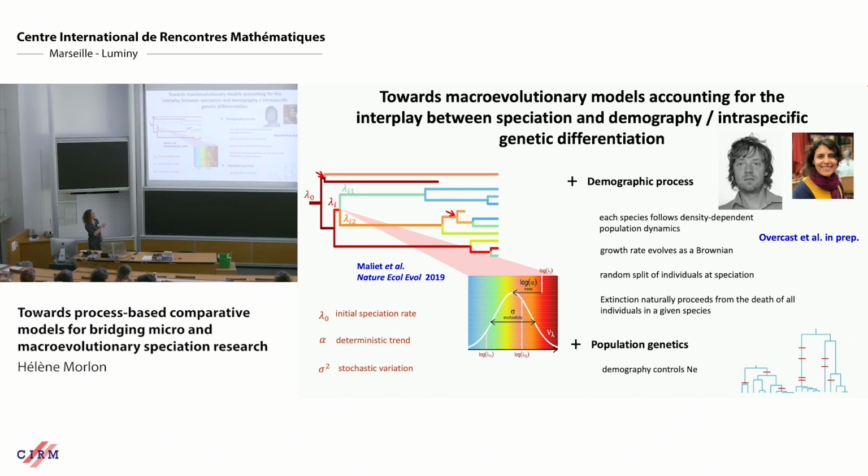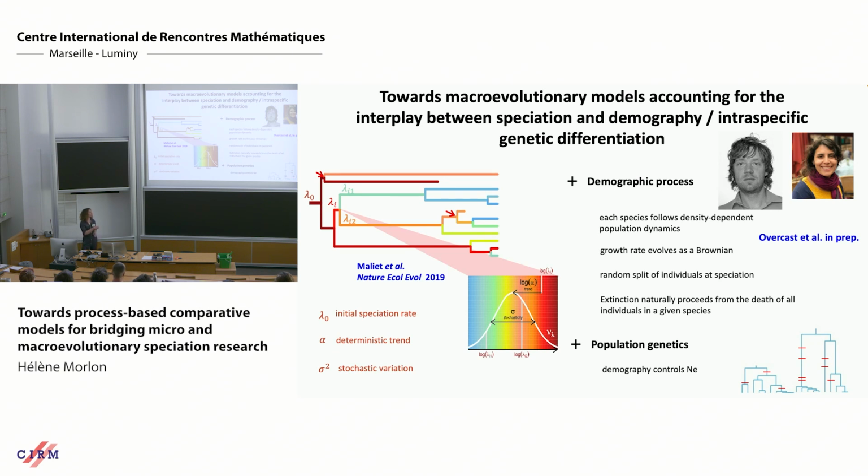In the first one, we built on this cladogenetic diversification rate shift model that I presented before, to which we add demographic processes. So here we have a population demography where species follow density-dependent population dynamics. We have growth rates varying along the tree as a Brownian motion process. At a speciation event, we randomly split the populations into two subpopulations. And extinction naturally proceeds from the death of all individuals of a given species, or at least as soon as the population becomes small enough.